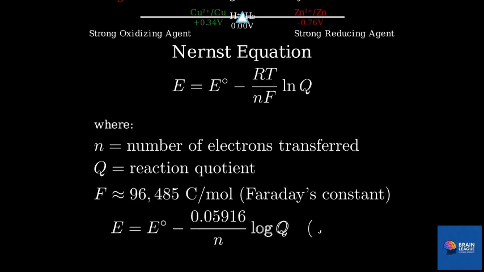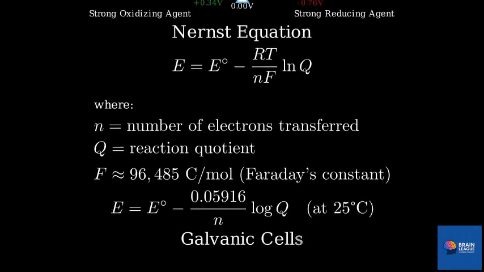At 25 degrees Celsius, this simplifies to E equals E naught minus 0.05916 over n times the log of Q. Now, let's apply what we've learned to calculate the voltage of a galvanic cell.